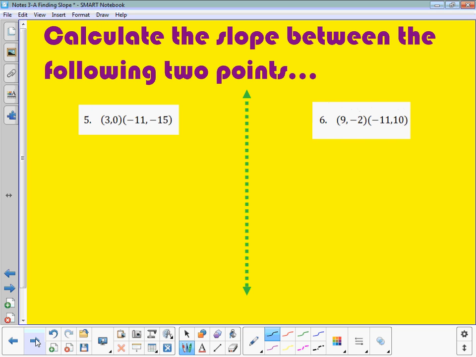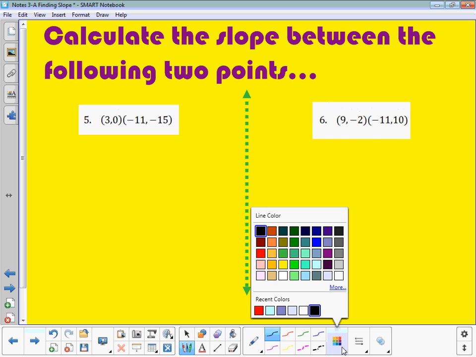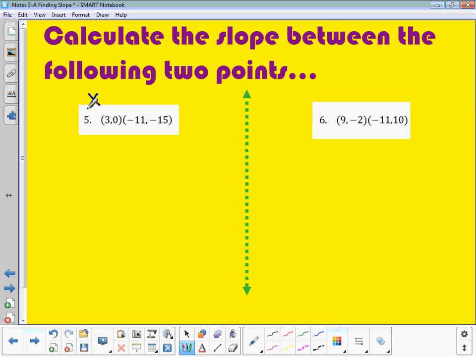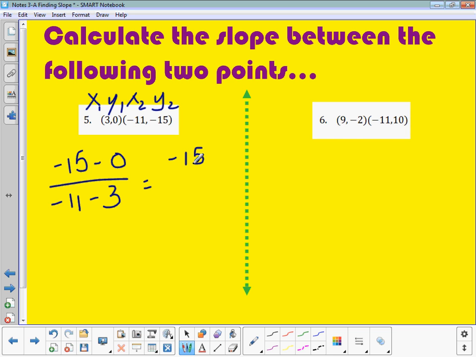Next, let's take a look at number 5. So let's go ahead and line it up. So we have x1, y1, x2, y2. So we have negative 15 minus 0, negative 11 minus 3. So here, negative 15 minus 0 is just going to be negative 15. Negative 11 minus 3, well, that's going to give us negative 14.